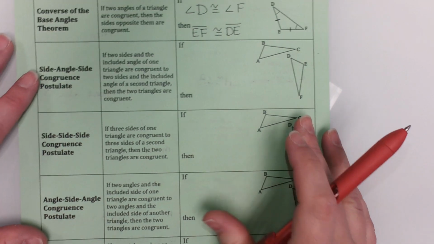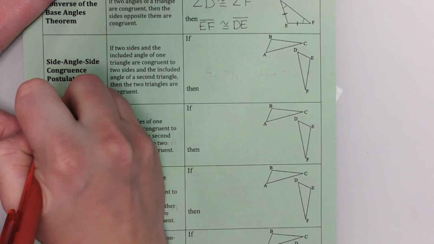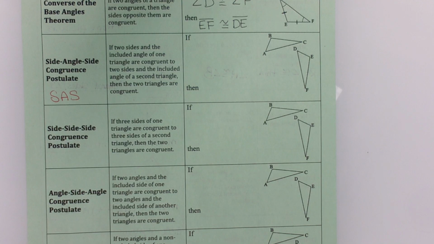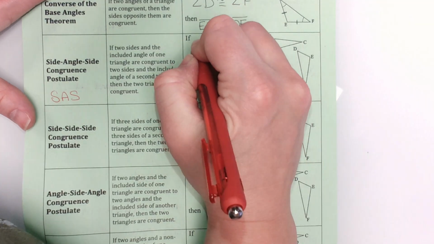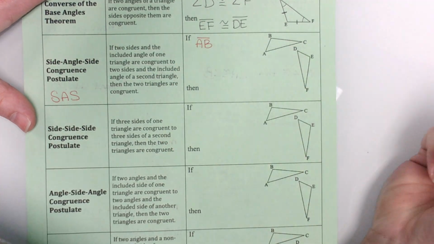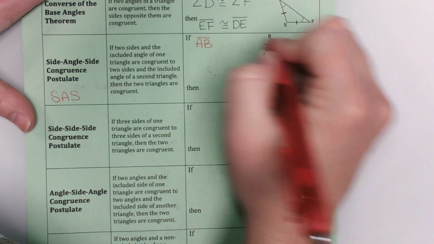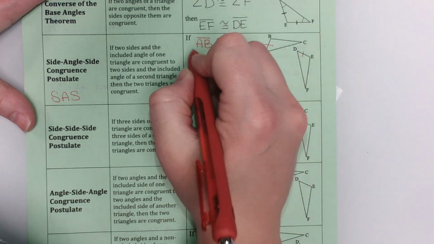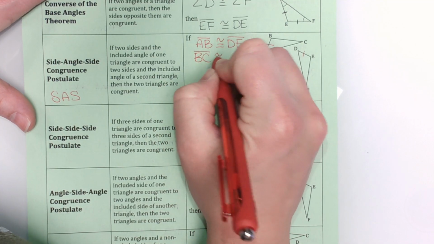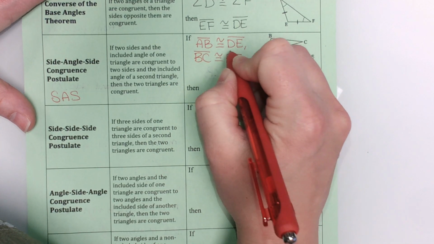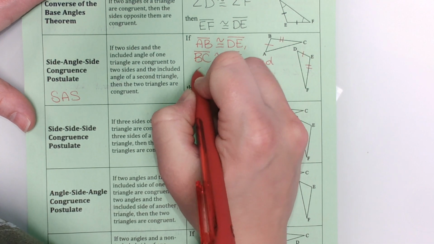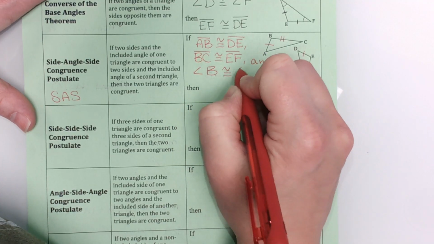We started our proofs on Friday. We started with the side angle side congruence postulate, which in a proof we just put as SAS. This is the postulate that tells us if we know two sides of a triangle are congruent, AB is congruent to DE, as well as BC being congruent to EF, as well as the angle between them, angle B being congruent to angle E.